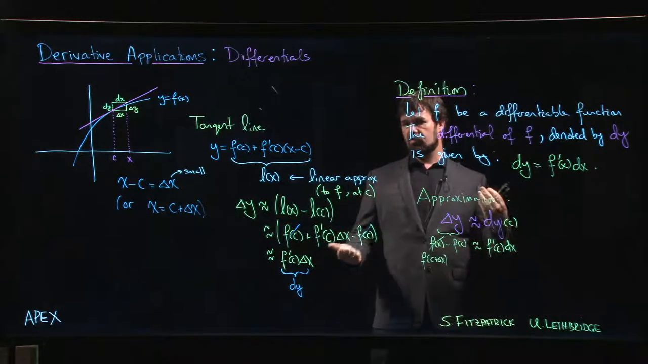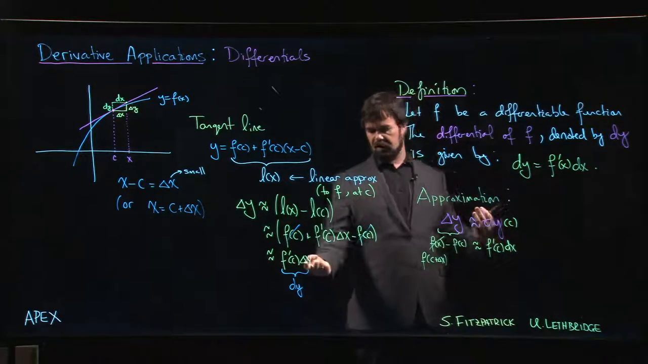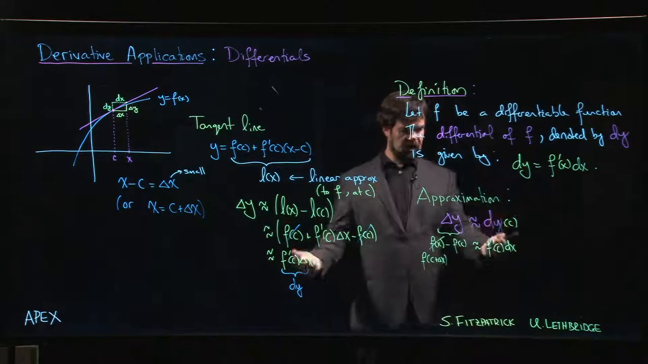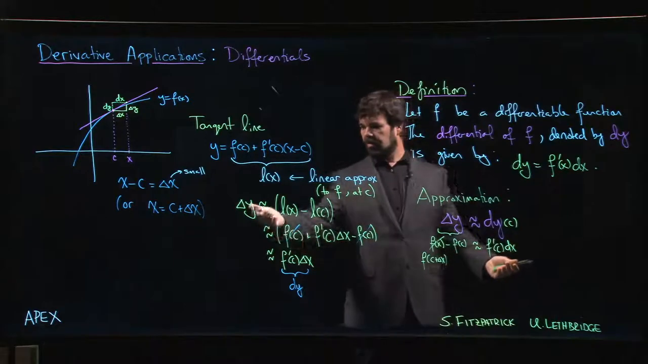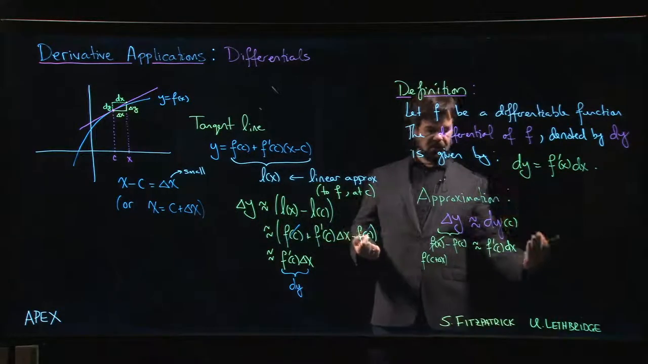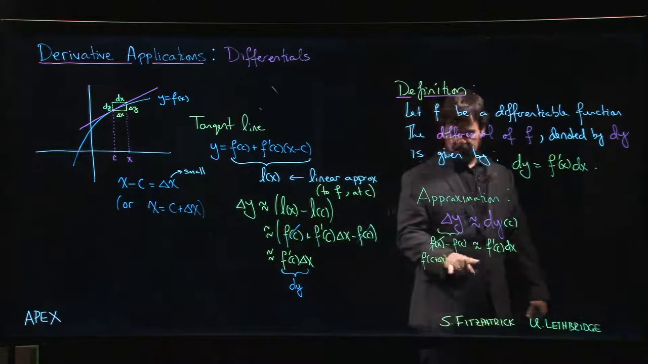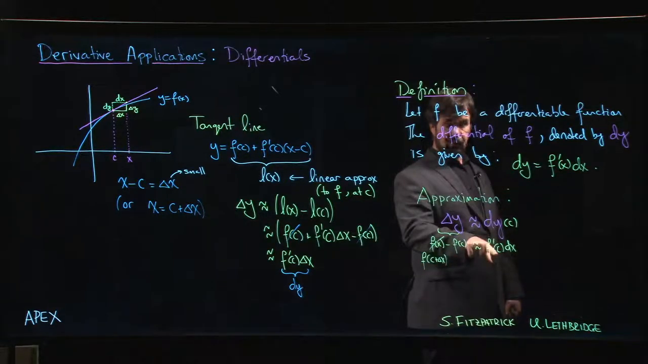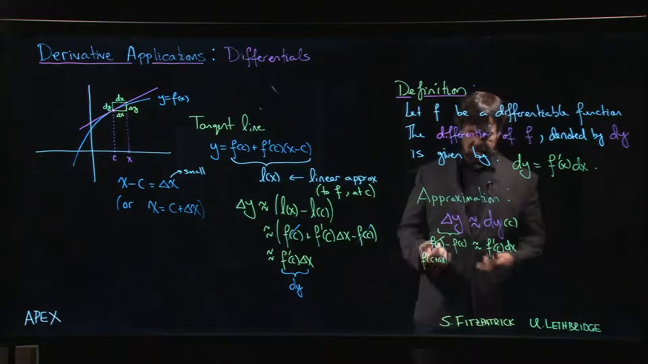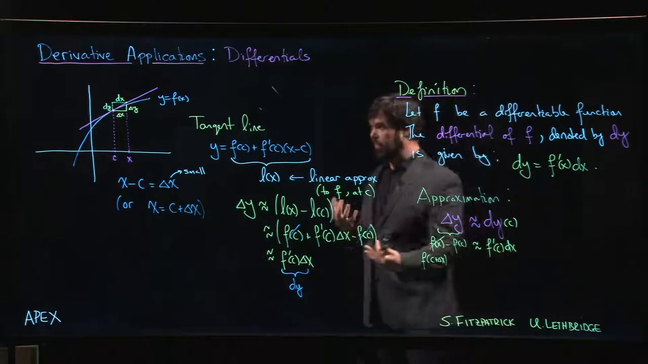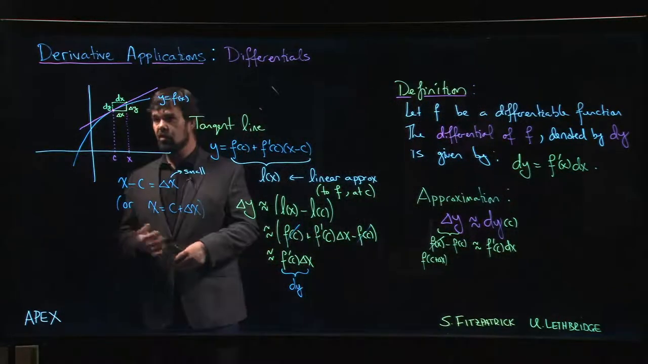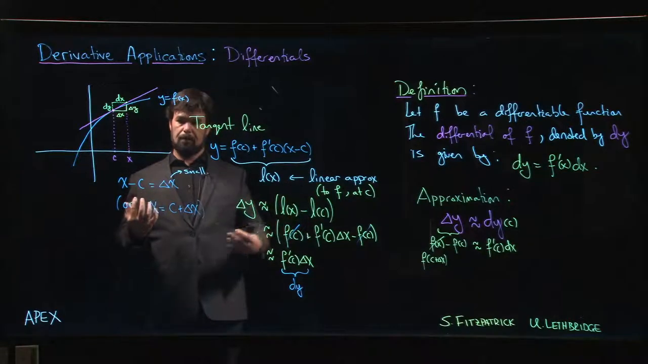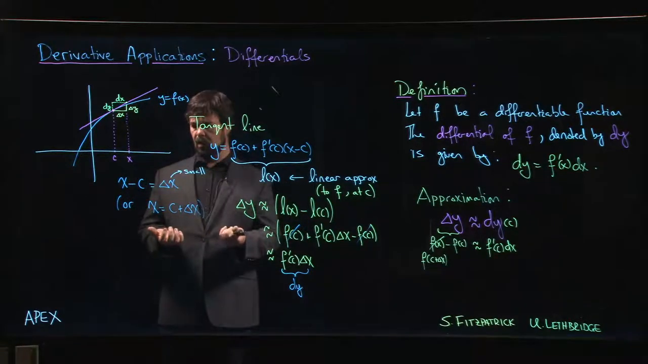Why can I use either symbol there for x? Delta x, dx, I'm using a delta or a d, it means the same thing. But obviously delta y and dy are very different, because delta y is just the difference between the two function values. Dy is this result that we get here from the derivative. And yes, they will be close together in value if delta x is not too big, but they're not the same, okay? So what's going on?